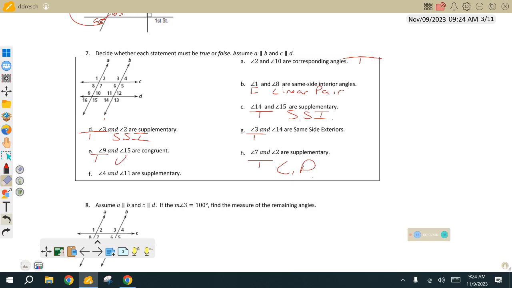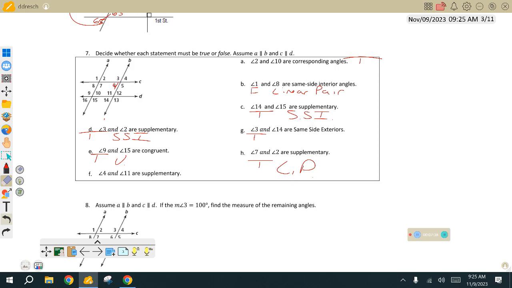Last one, 4 and 11 are supplementary. True, false. Now, at the moment, I don't have a direct relationship between 4 and 11. 4 is out here, 11 is out here. But as we said before, we've seen it now for a couple days, if there's not a direct relationship, one thing you can always do is slide 4 down as a vertical angle, right?